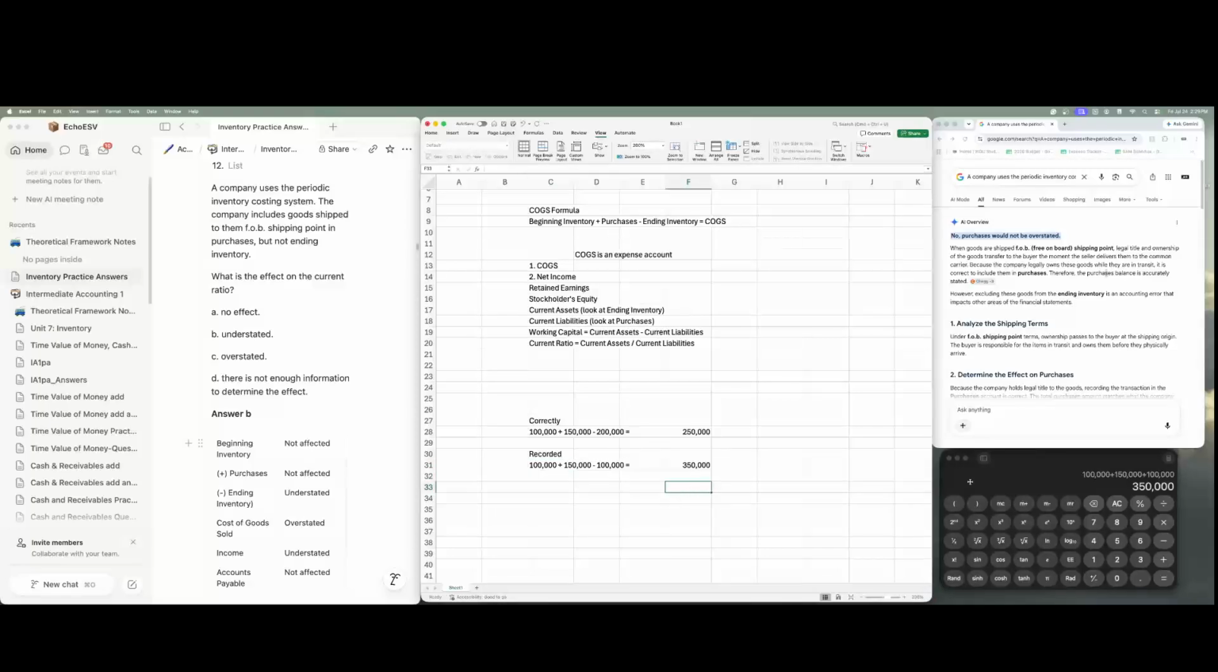So the ending inventory would be understated. They should be recording it correctly in the ending inventory, but they're not. If it was correct, it would match the purchase amount, but it's not. The recorded amount was not including the inventory in transit.